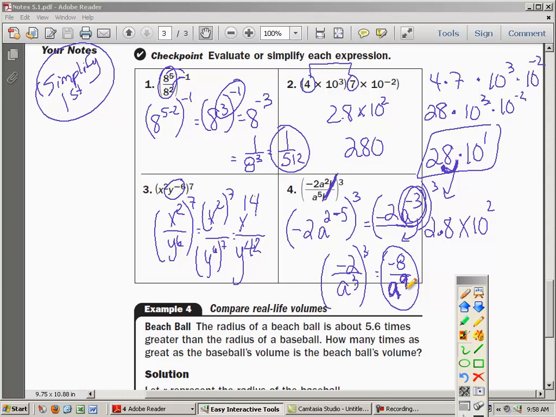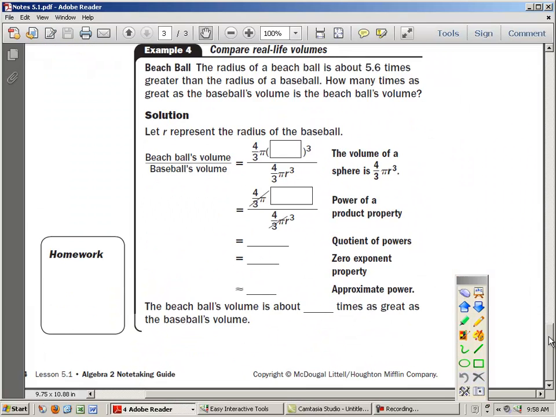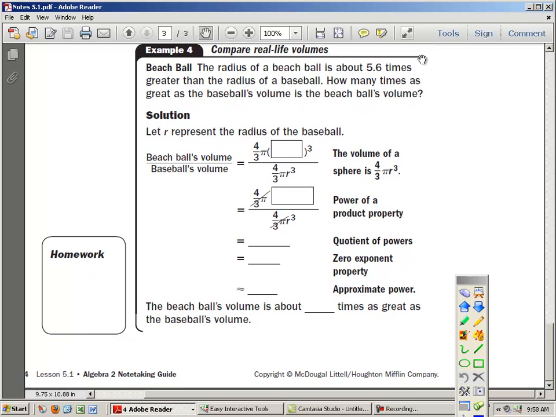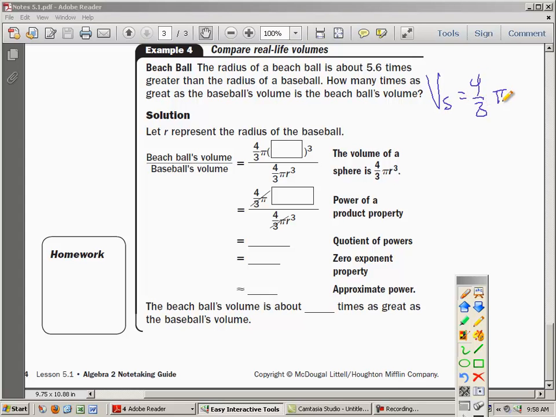All right? And our last example here, to close out the lesson, wants to compare real-life volumes. Obviously, we know that the volume of a sphere from our geometry classes in the past is 4/3 pi r cubed. So we'll be using that formula to figure out the volume of our beach ball and our baseball. All right. So it says how many times as great as the baseball's volume is the beach ball. So we want to compare the beach ball to baseball.